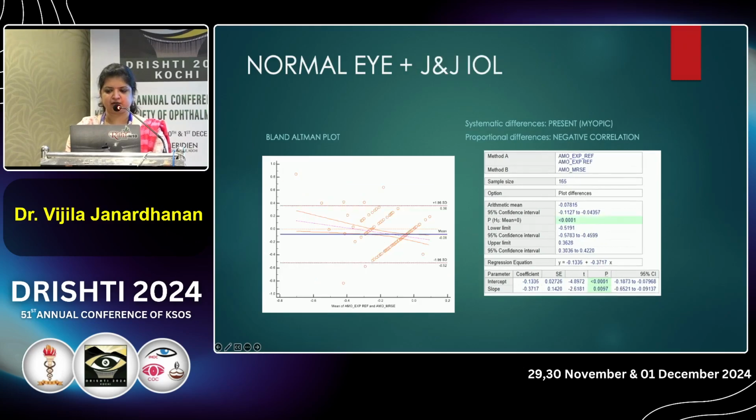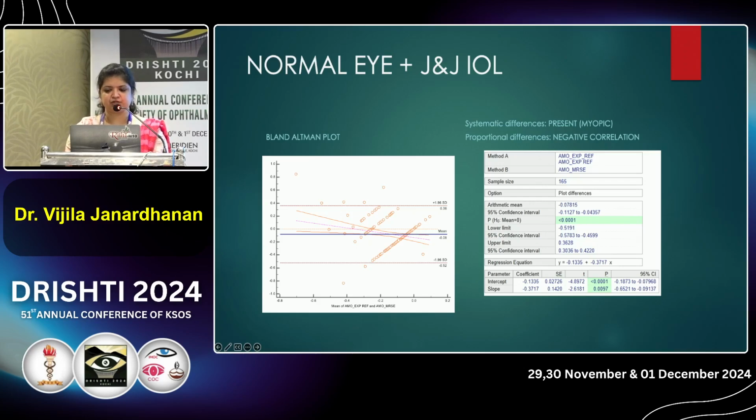The J&J IOLs, that is the eye hands, techniques and sensors, show a systematic bias of only minus 0.08, which is clinically insignificant, and a minimal negative slope on proportional bias. The negative slope implies that if you put an IOL of plus 40 diopter power, expected minus achieved gives a myopic result, and if you put a minus 10 diopter power, expected minus achieved is more hyperopic than expected.